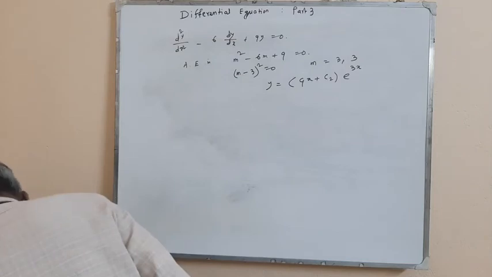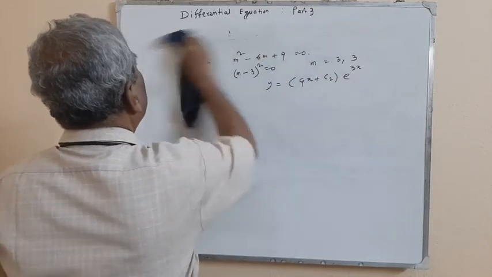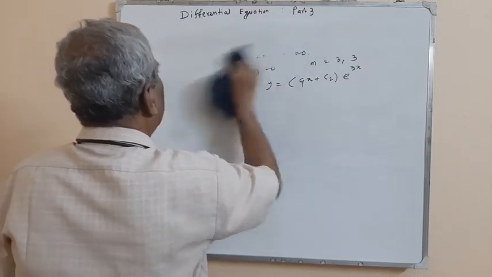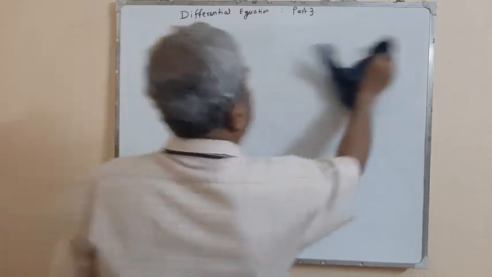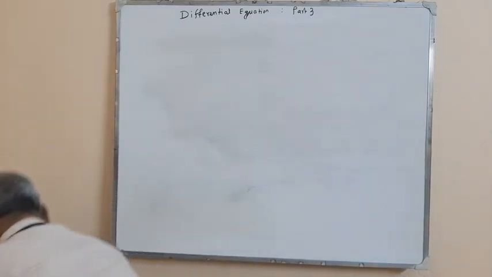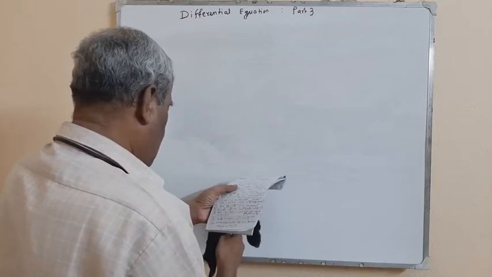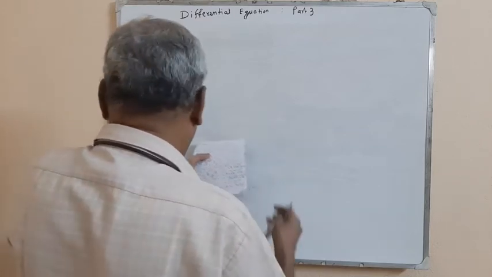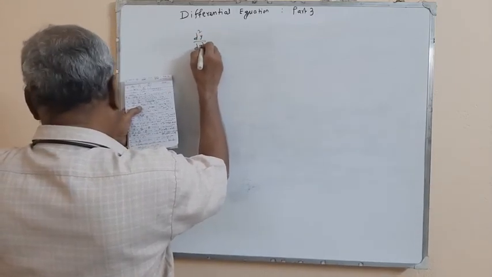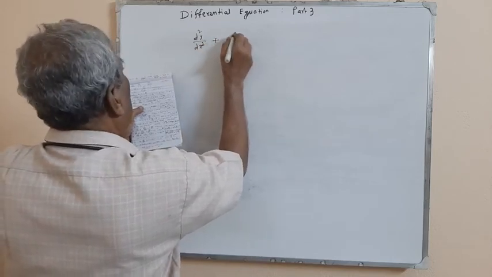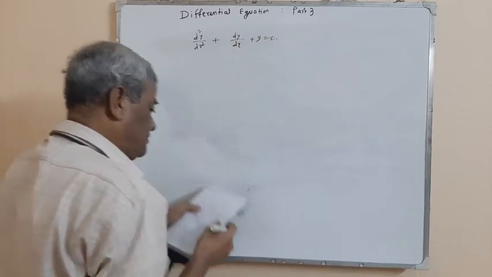So next, solve d2y dx2 plus dy dx plus y is equal to 0. Solve it.